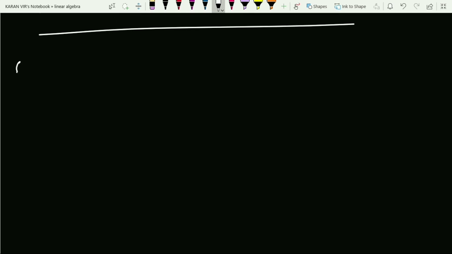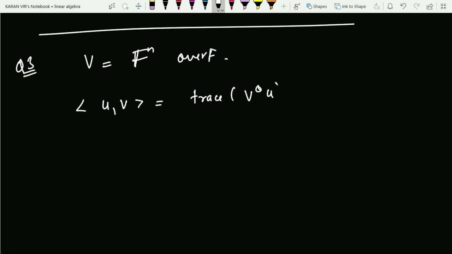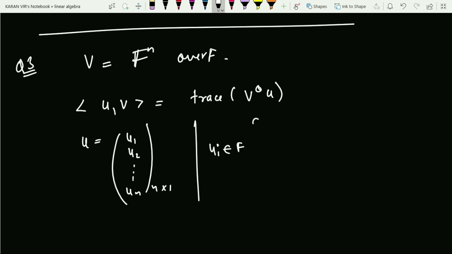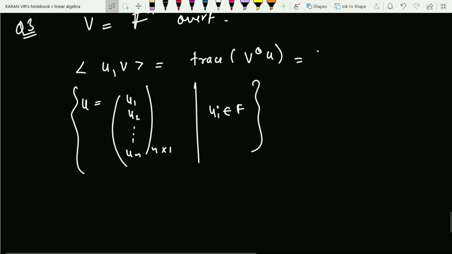Now, the third question for the day: consider the vector space F^n over F. You can easily check that if I take the inner product between any two vectors u comma v, it is given as the trace of v theta into u. And you can go back and check all these properties. What is my u here? u is u1, u2, and so on to un, an n cross 1 matrix, where the ui's come from F. So this is my u vector. Sometimes this is written as v theta into u.